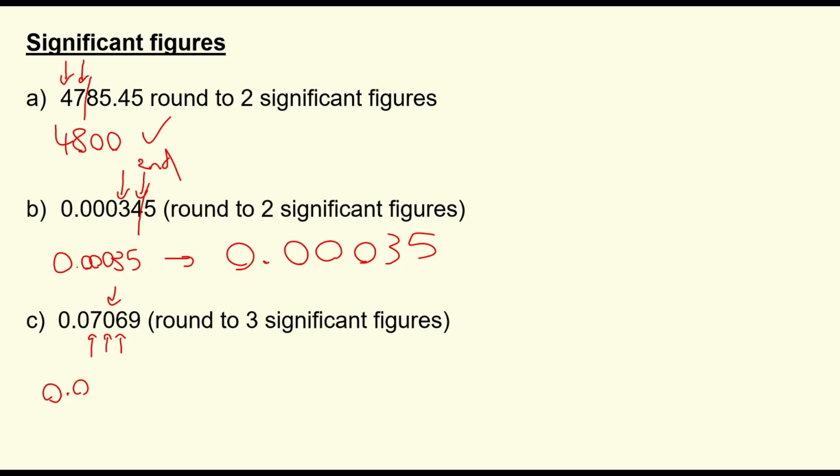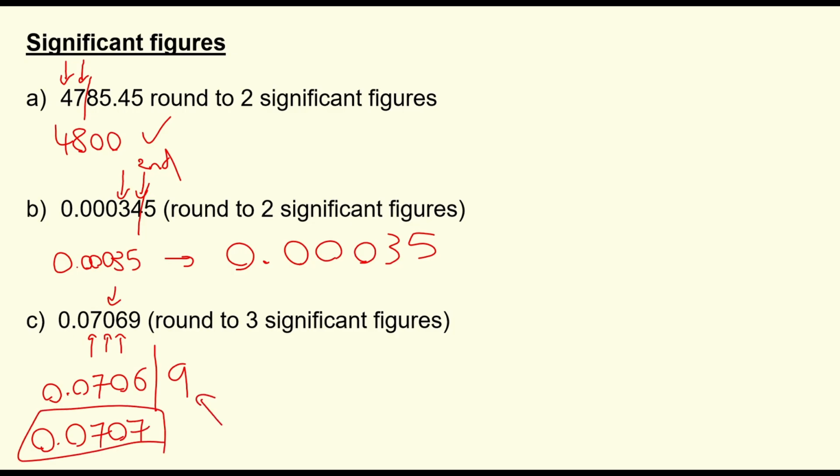So 0.07069, I'm just going to rewrite that out. Our 6 is our third significant figure, so the cut-off point goes there. So 0.0706 becomes 0.0707, because of course the next number is 5 or bigger, and that's our answer.